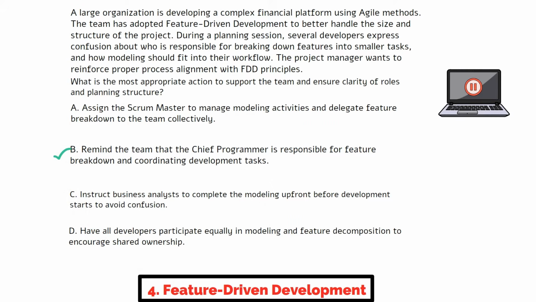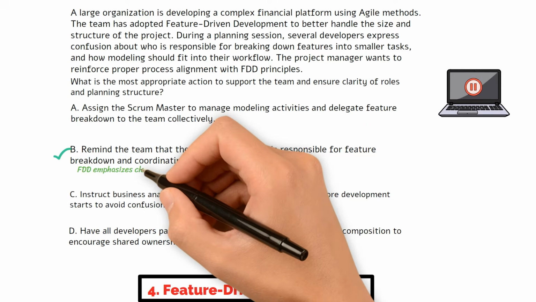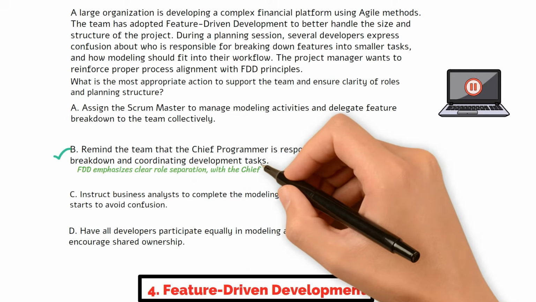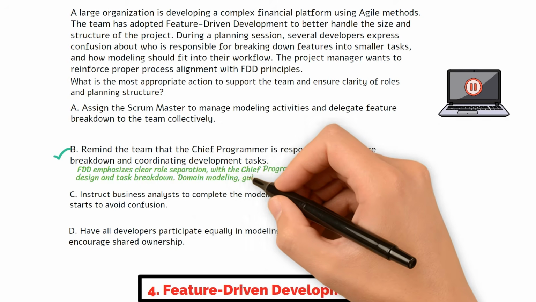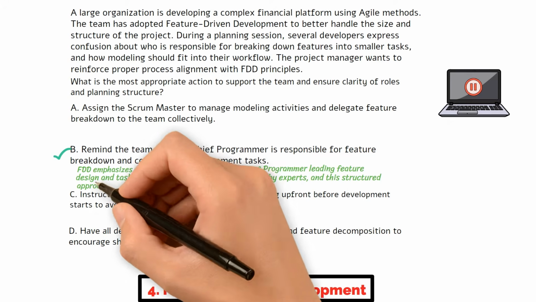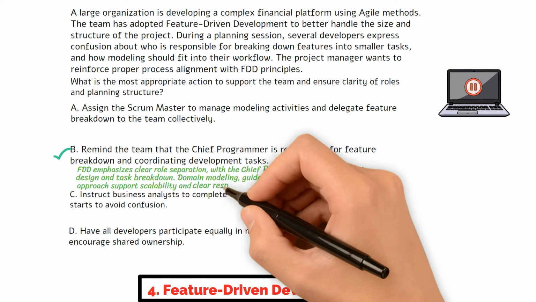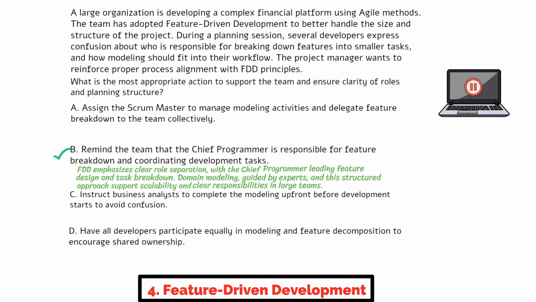The correct choice is B. In feature-driven development, there is clear role separation. The chief programmer plays a central role by coordinating the design and planning of features, including breaking down features into smaller development tasks. This structure helps support scalability and clarity of responsibilities in large, hierarchical teams. Domain modeling is also a key initial activity in FDD, often facilitated by domain and technical experts.